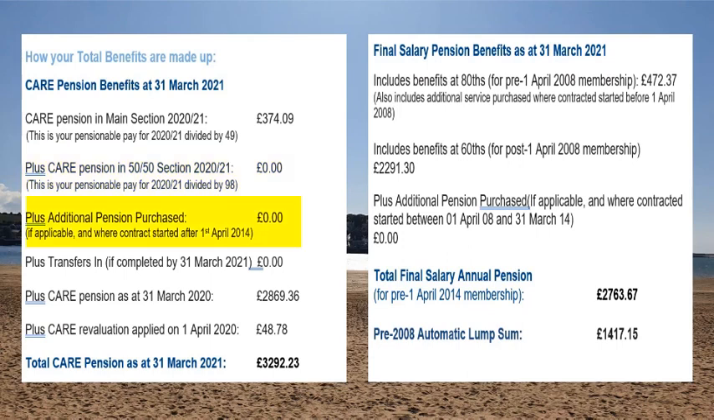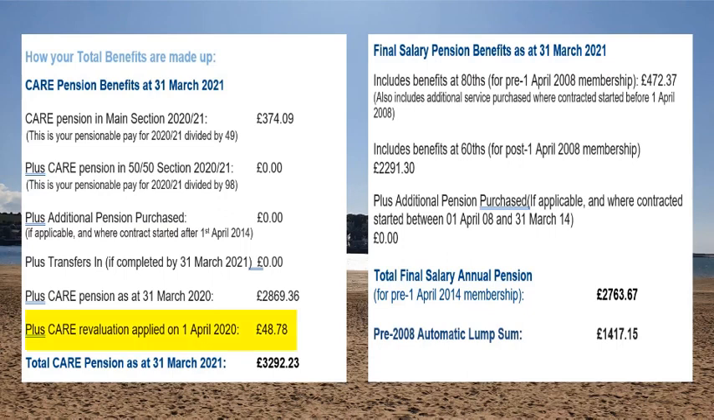The additional pension purchased section will show any additional pension that you have purchased from the 1st of April 2014 onwards. The transfers in section shows you any transferred pension rights that you have transferred in and have been completed in the last 365 days. Your CARE pension as at the 31st of March 2020 are the benefits that you have accrued under the Career Average Scheme, up to last year's personal benefit statement.